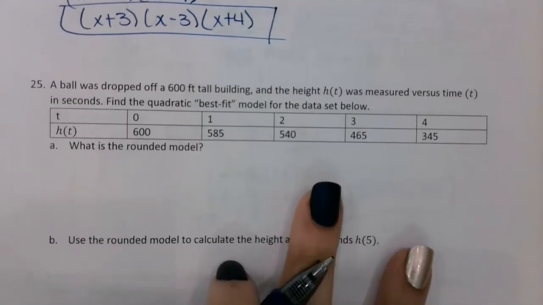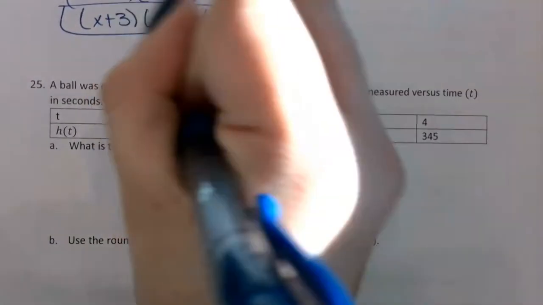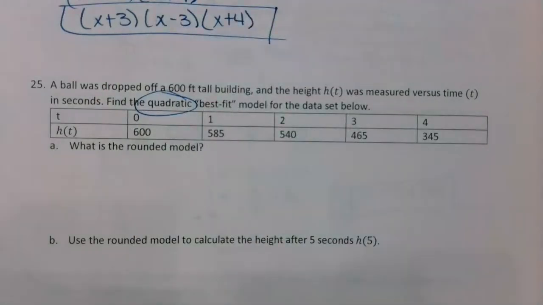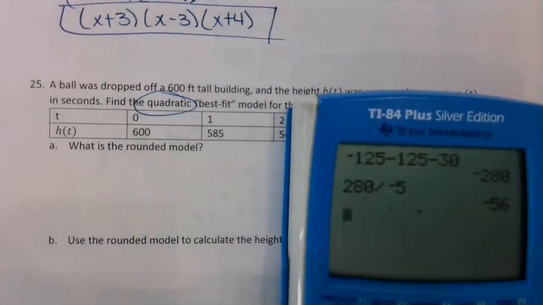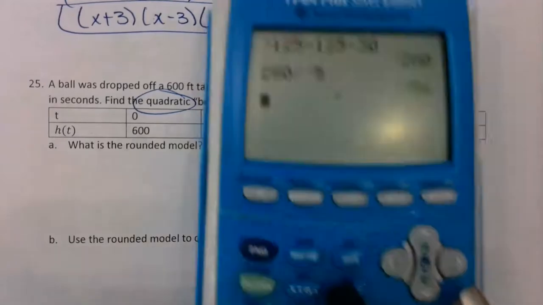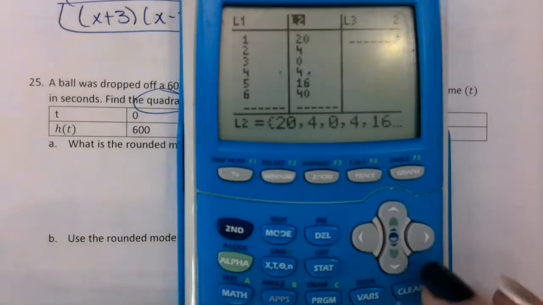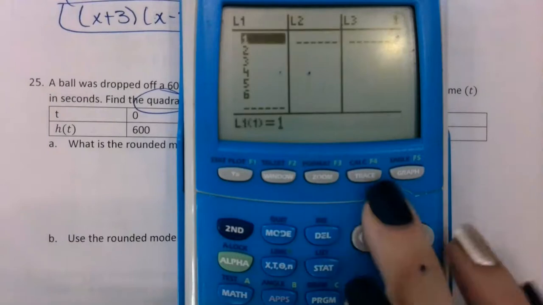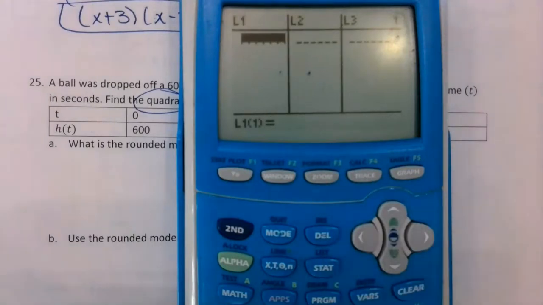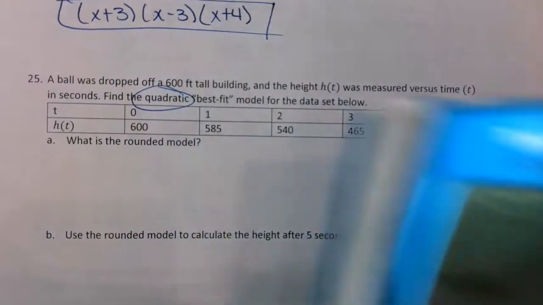Number 25 tells me it is going to use the quadratic best fit, so I don't need to do the table to find my values. I'm going to go straight to stat. I'm going to edit. I'm going to clear out my lists if they have numbers, which mine do. Then I'm going to type them in. Let's just go to 4.